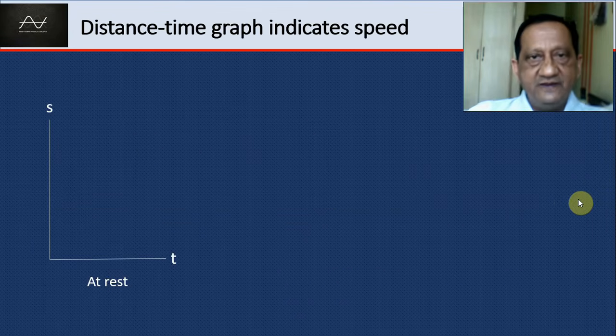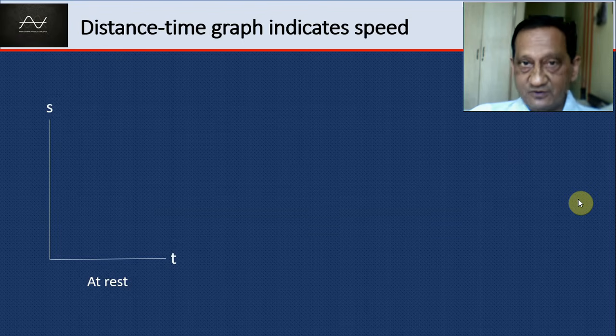So, graphing is a very important way of depicting the motion. If I plot the distance covered with time, then it tells me a story. Let us see some stories. So, here is on the y axis the position, the distance covered, and on the x axis it is time.